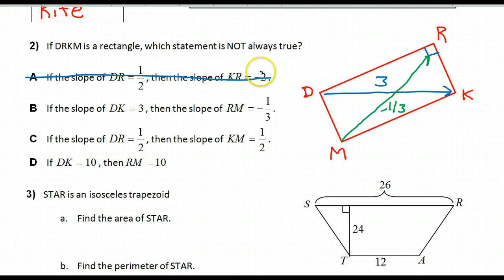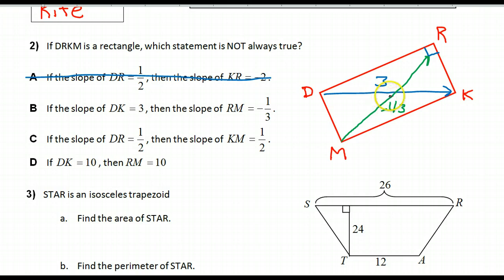So the question is, if we're dealing with a rectangle, is that one of the special properties? Will the diagonals always be perpendicular in a rectangle? And the answer is no. In general, the only special property of a rectangle is that the diagonals are congruent. If we had said that the diagonals were congruent, this would be always true.